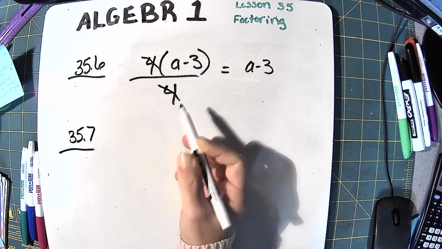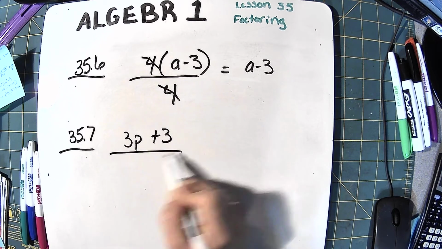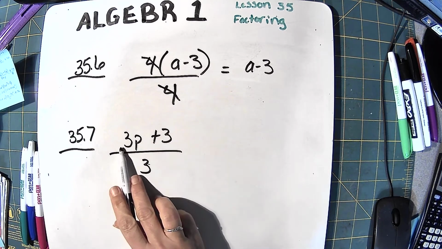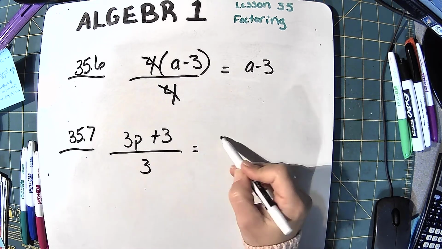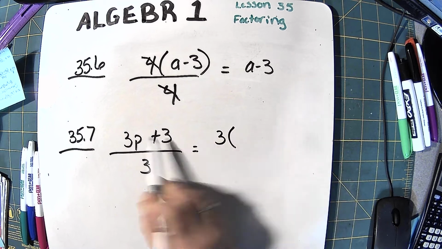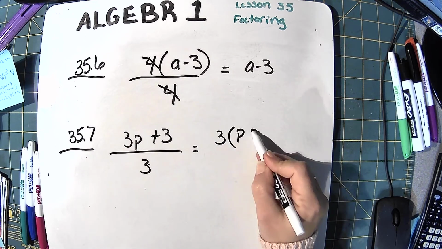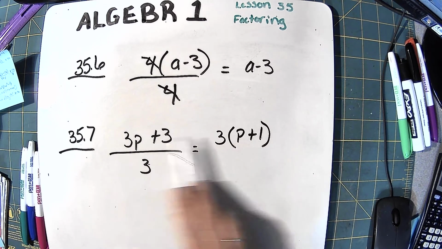35.7 has 3p plus 3 over 3. Now, we can't cancel those 3's, but what we can do is pull out the greatest common factor of this term right here. So we can say 3, okay, so this has a 3 and this part has a 3, times p plus 1.